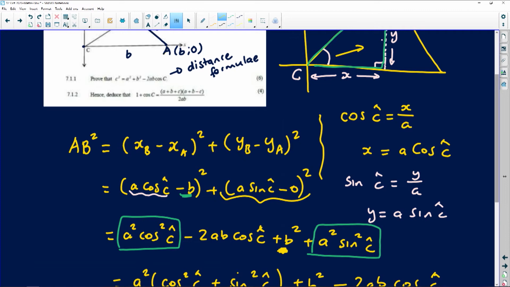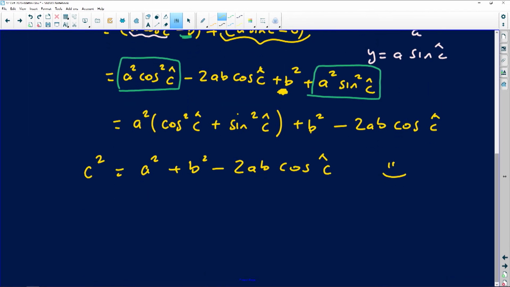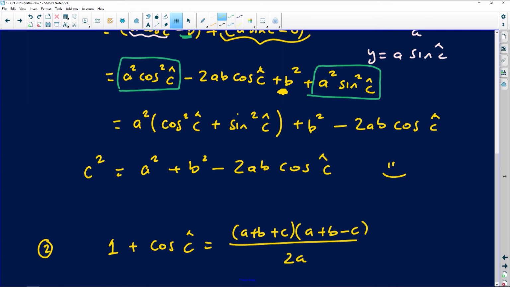They say now, hence deduce that 1 plus cos C equals (a plus b plus c) into (a plus b minus c) over 2ab. All right, that's the second question. Now we have to deduce that 1 plus the cosine of angle C is (a plus b plus c) into (a plus b minus c), everything divided by 2ab. Okay, we need to prove this.